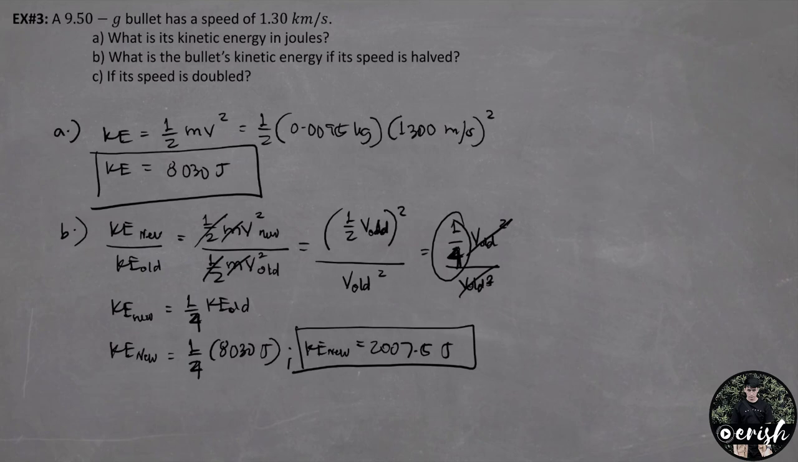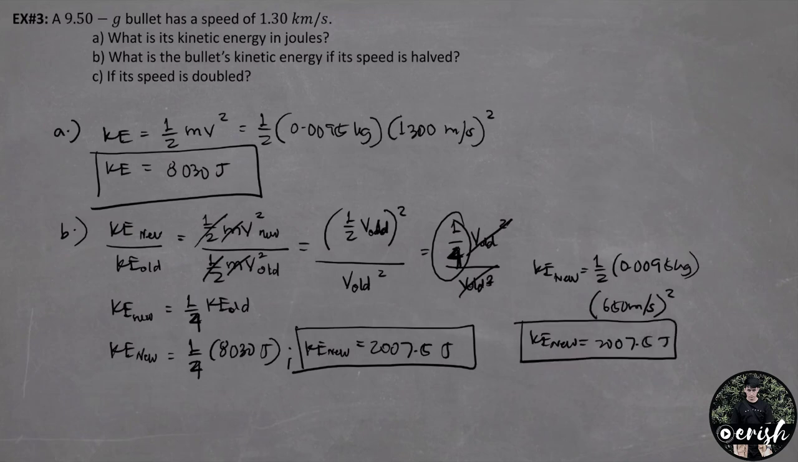Or simply, it is easier since the instruction directly says the speed is half. To solve for the new kinetic energy, 1/2 times the mass, 0.0095 kilograms, times 1/2 of our original speed. So this is 1,300 divided by 2, 650 meters per second quantity square. And we also get 2,007.5 joules. For letter C, we do the same using the ratio.